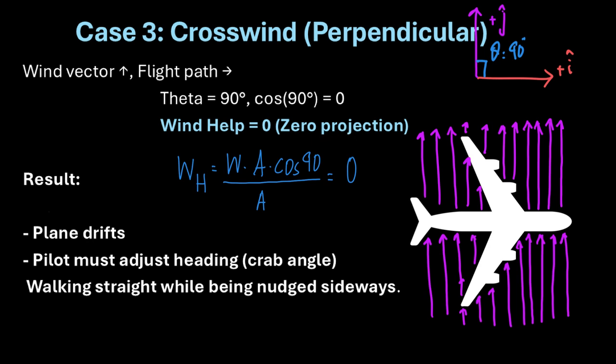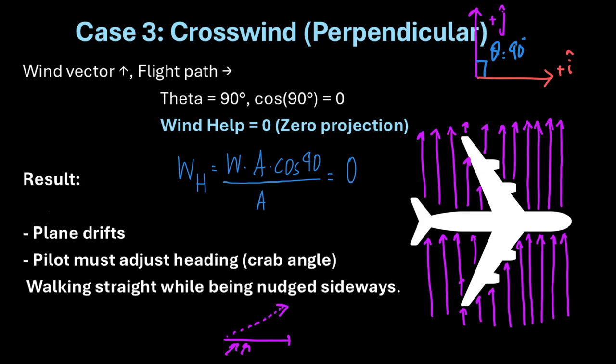What does it mean? It means that the plane will drift. It will drift like this. The pilot must adjust the heading, which is otherwise called the crab angle, or the process is called crabbing the plane. To give you an analogy, this would resemble what happens when you're walking straight while being nudged sideways. So maybe you're trying to walk like this, but when someone is consistently pushing you, you take this path like this, an inclined path. The plane is drifting away from the original path.